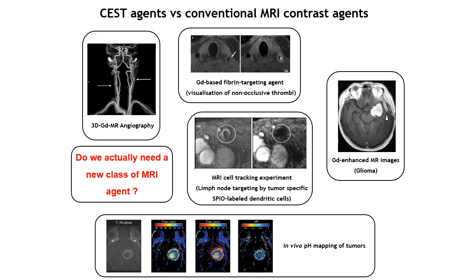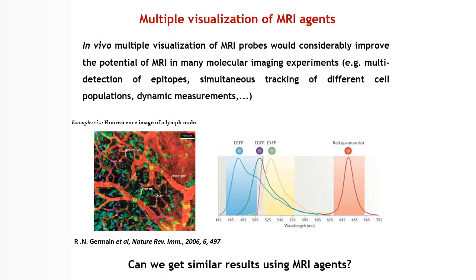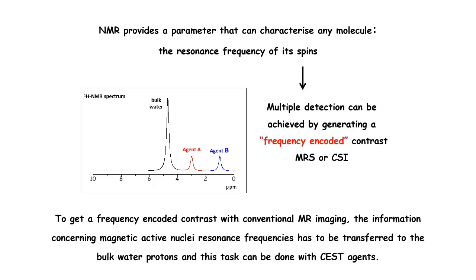But we are far from what the biologists are used to do, because in microscopic imaging they can recognize several epitopes in the same anatomical region. And so they work with this kind of multicolor image, reporting simultaneously on the presence of different epitopes. So we asked ourselves years ago if this can be done also by using MRI agents.